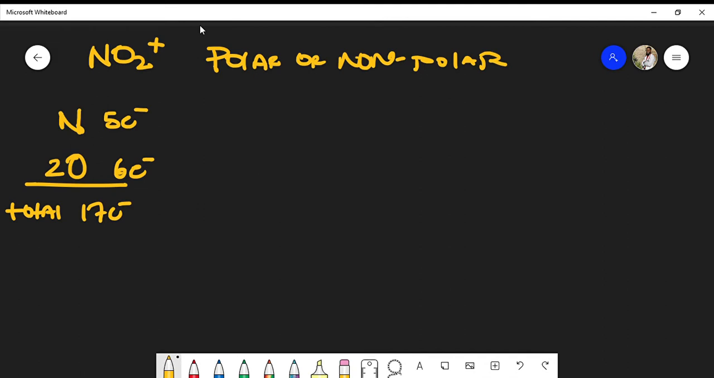However, we do have a positive charge because this is an ion. Anytime we see a positive charge, if it's +1 in this case, then we must subtract an electron, right? If it was negative, then we would add an electron. So therefore, the real total number of electrons we have to place is 16.